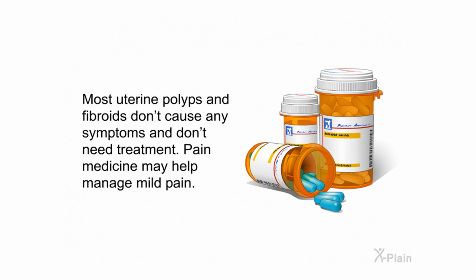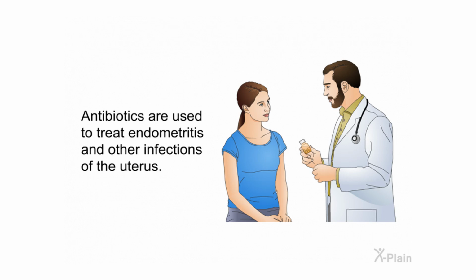Most uterine polyps and fibroids don't cause any symptoms and don't need treatment. Pain medicine may help manage mild pain. Antibiotics are used to treat endometritis and other infections of the uterus.